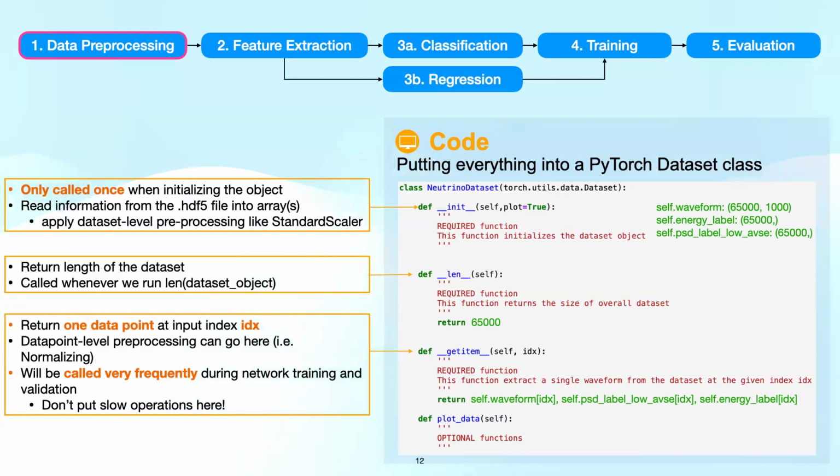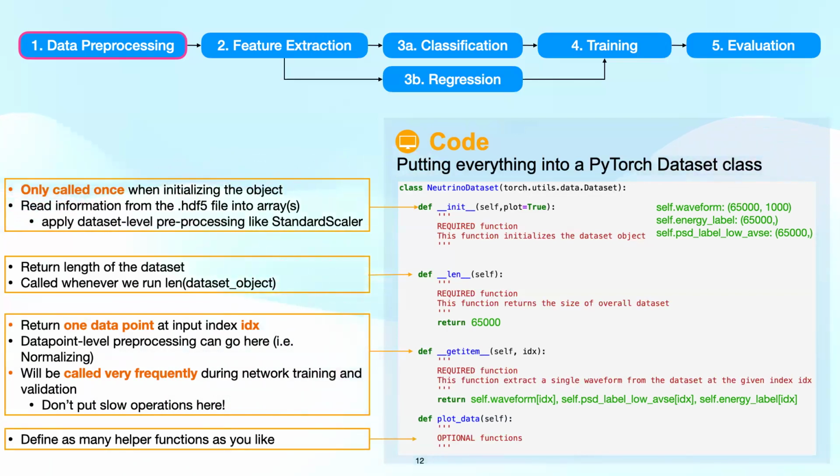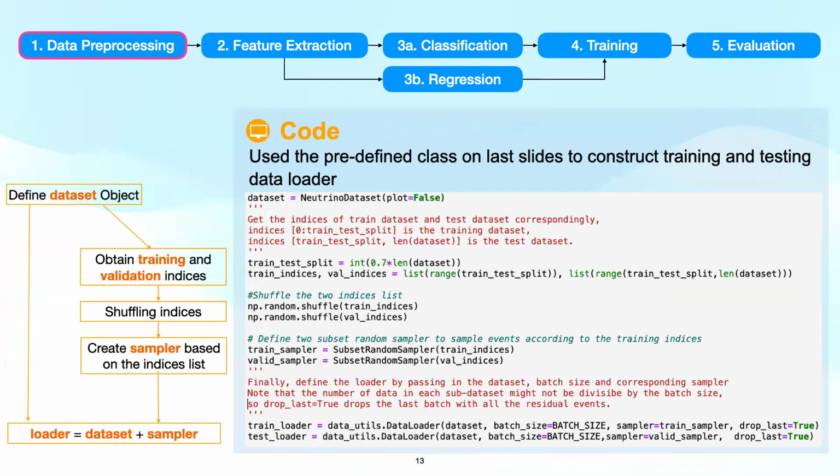So basically, you don't want to put something that's very slow here because otherwise the entire process is going to be very slow. Besides that, you can define any kind of helper function, as many helper functions as you like, when you are building this data set object.